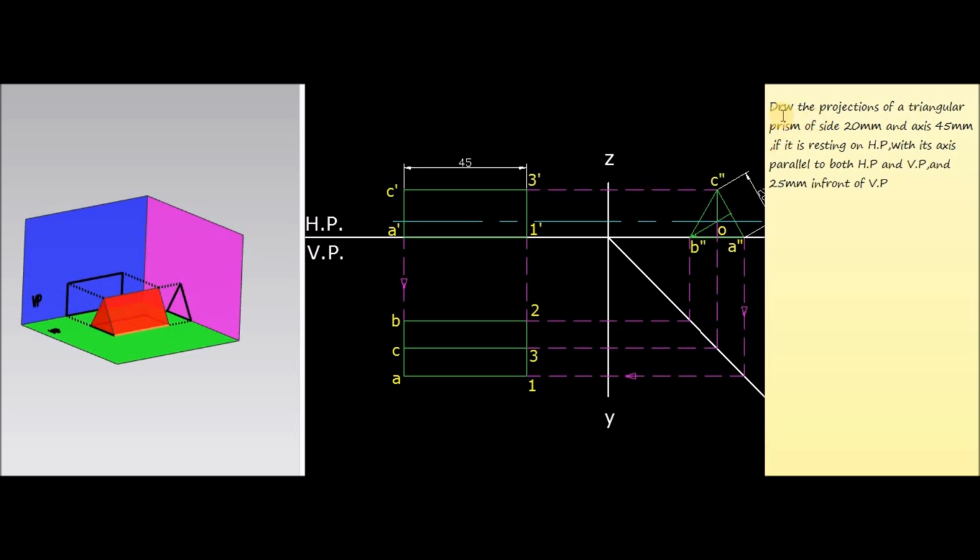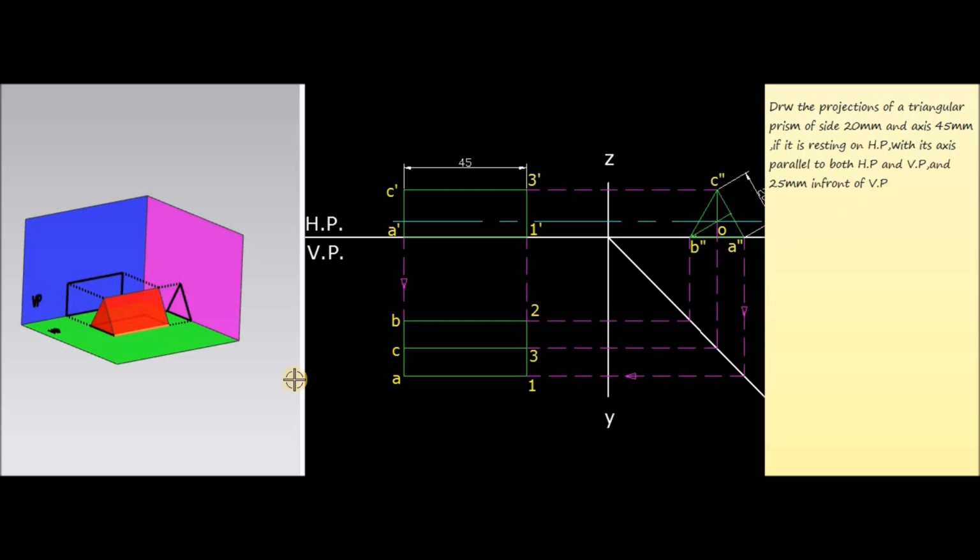See the question. Draw the projections of a triangular prism of side 20 mm and axis 45 mm if it is resting on HP with its axis parallel to both HP and VP and 25 mm in front of VP.